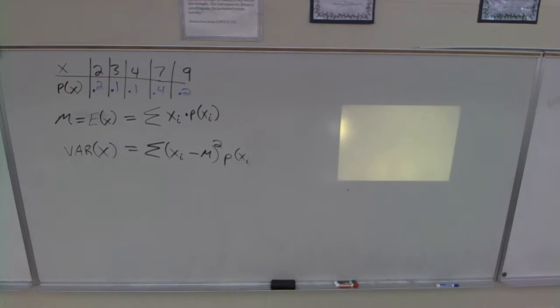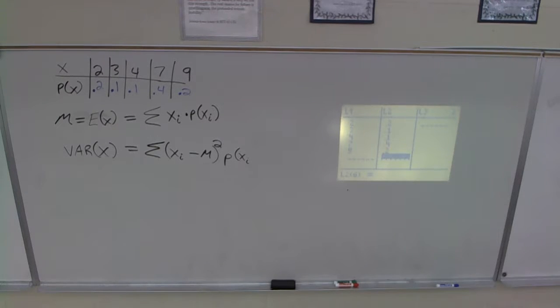So the technology tip says, enter these in list 1 and list 2. Okay, well, we're used to that. So in list 1, I'm going to put my values of the random variable. In other words, 2, 3, 4, 7, and 9. I'm going to put my probability weights in list 2.